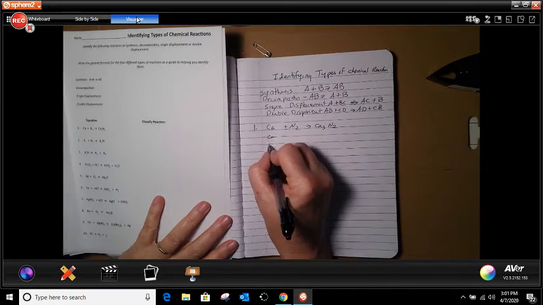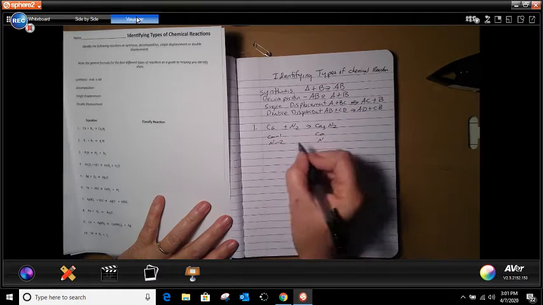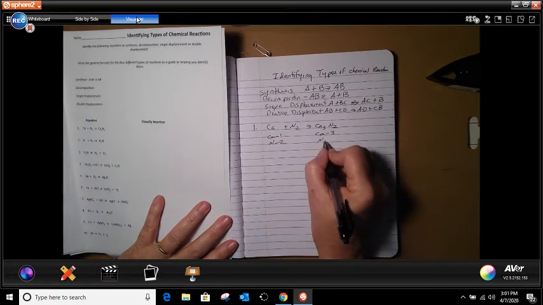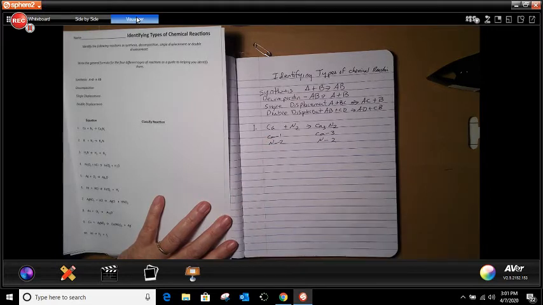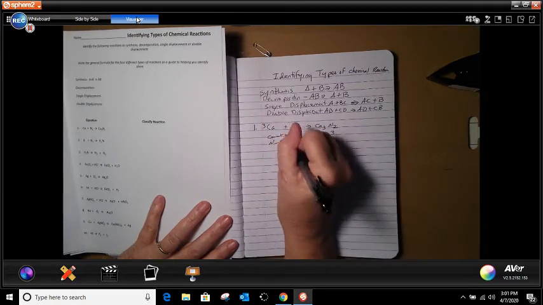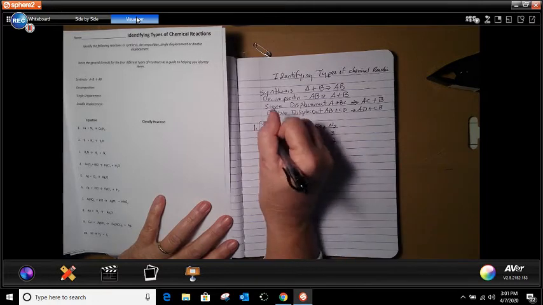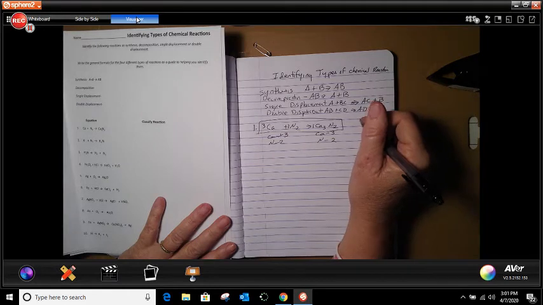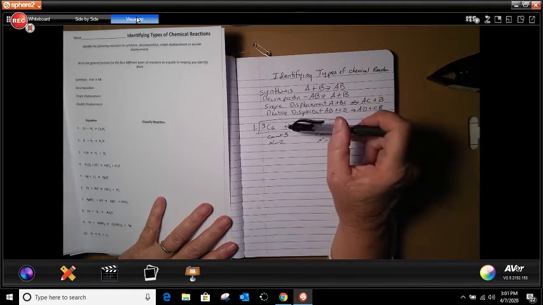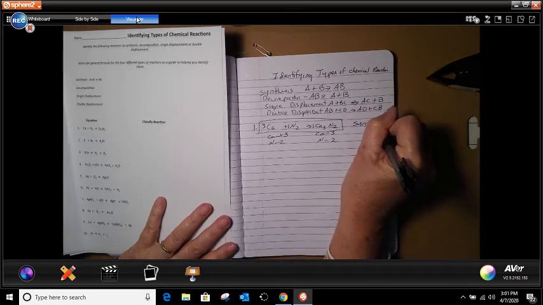So, Ca and N. There is 1 Ca and 2 Ns on one side, and 3 Cas and 2 Ns on the other. So I need to get 3 on this side. To do that, I know if I put 3 here, that will give it to me. I put 1s in everything else and balance them. Then I classify the reaction. That is A plus B equals AB, so that is synthesis.